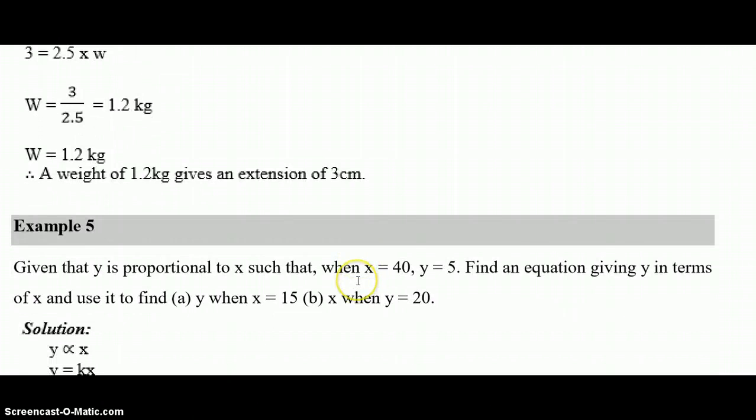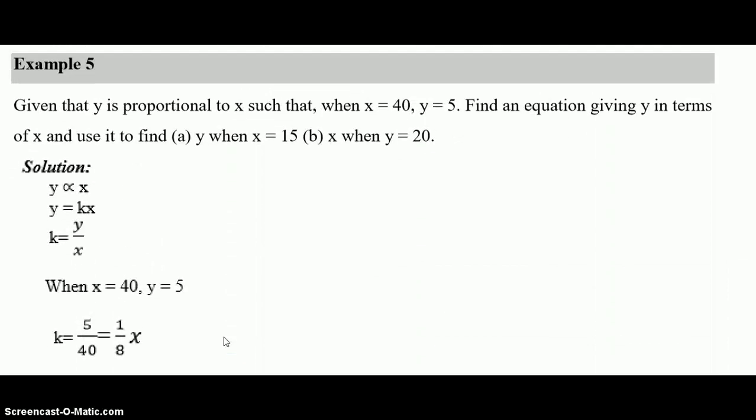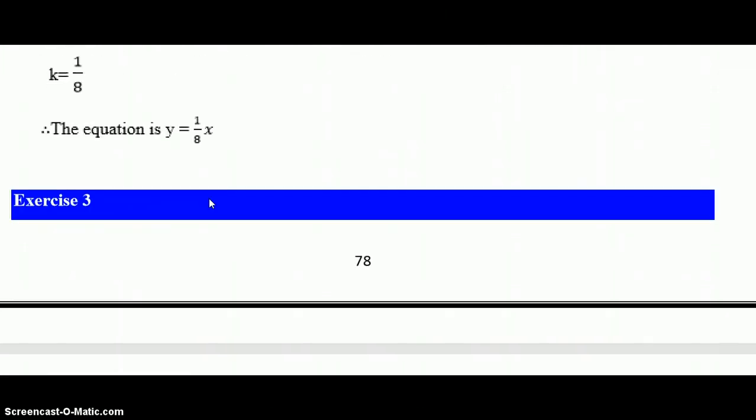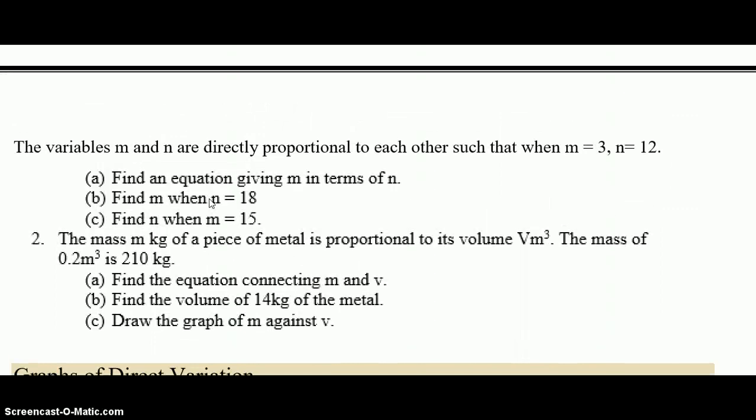Okay. Let's see another example. Then from there we can see some different question. Okay, let's see this example 5. Given that y is proportional to x such that when x is equal to 40, y equals to 5. Find an equation giving y in terms of x and use it to find A, y when x is equal to 15, and B, x when y equals to 20. Okay, study this example, then try to attempt this exercise, question number 1 and question number 2. Okay, thank you.